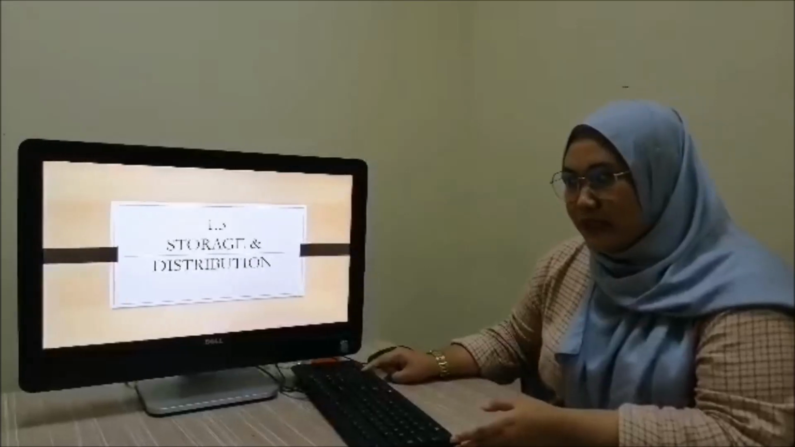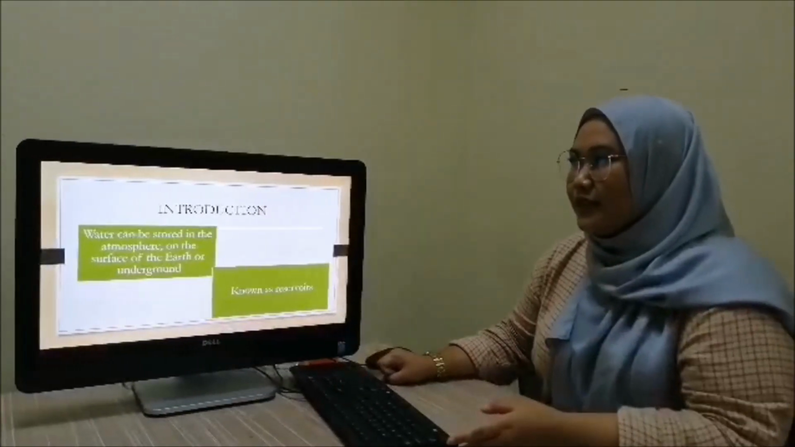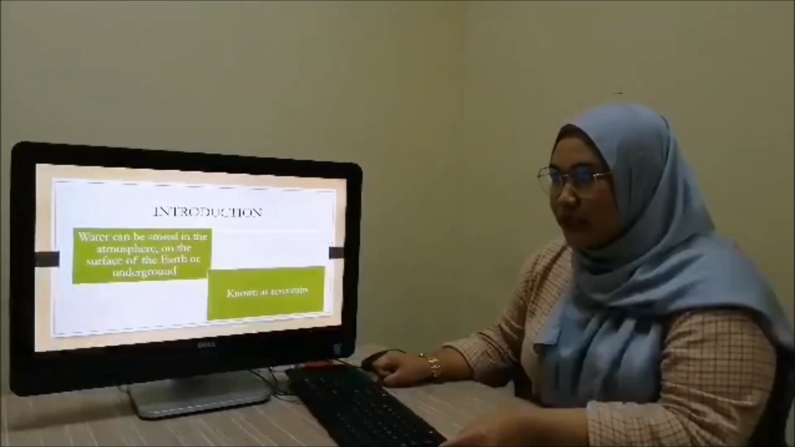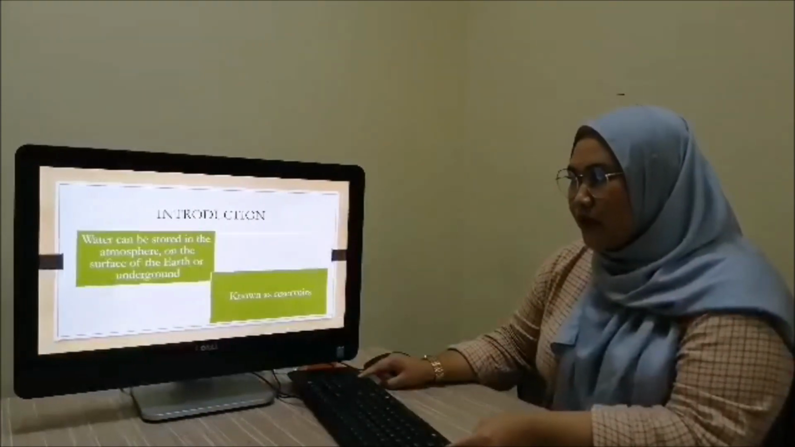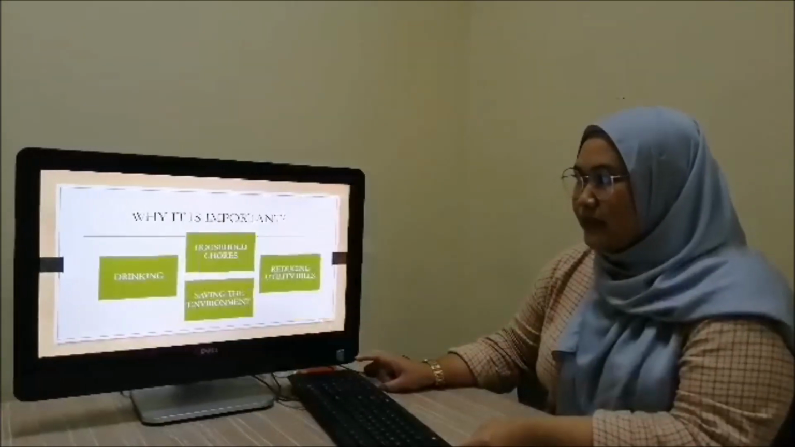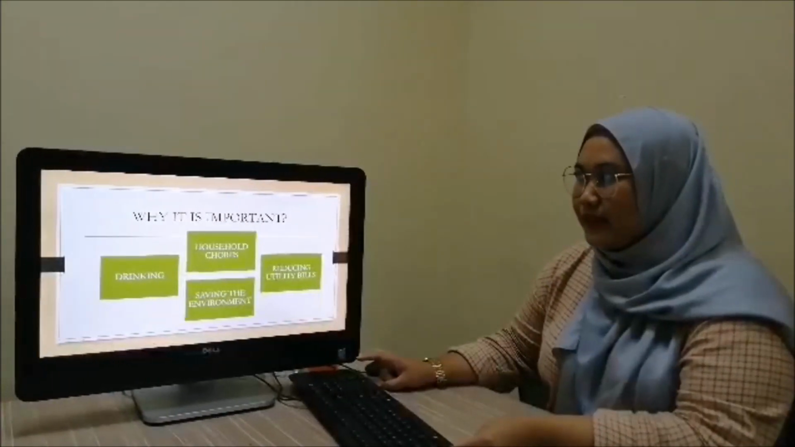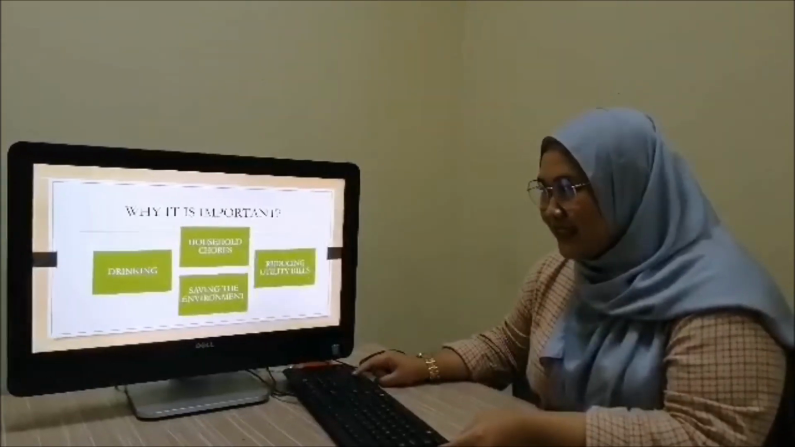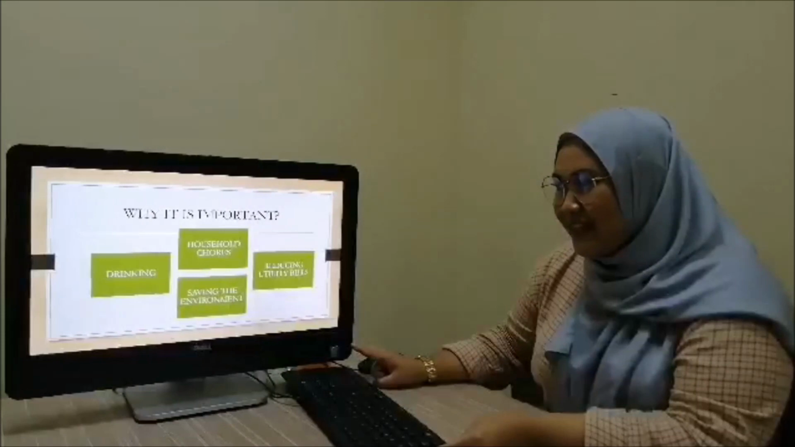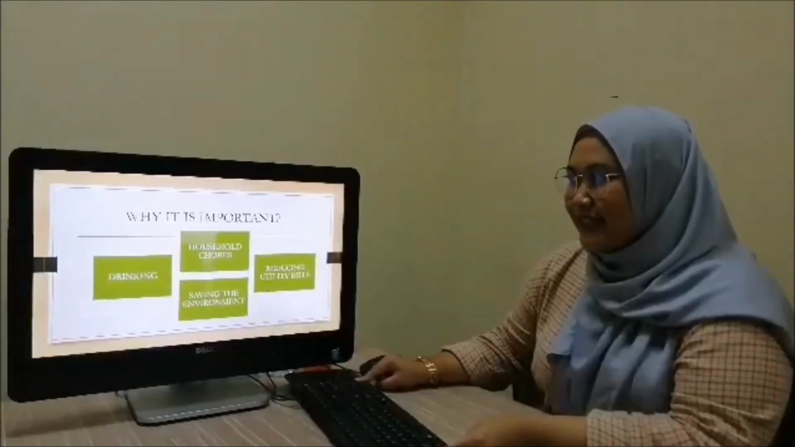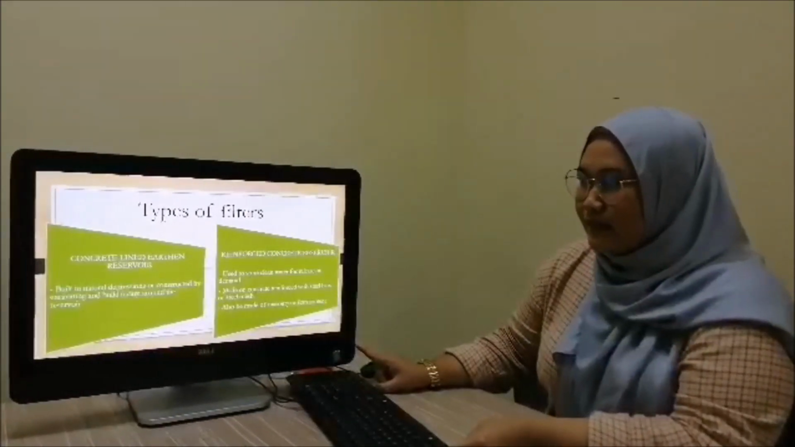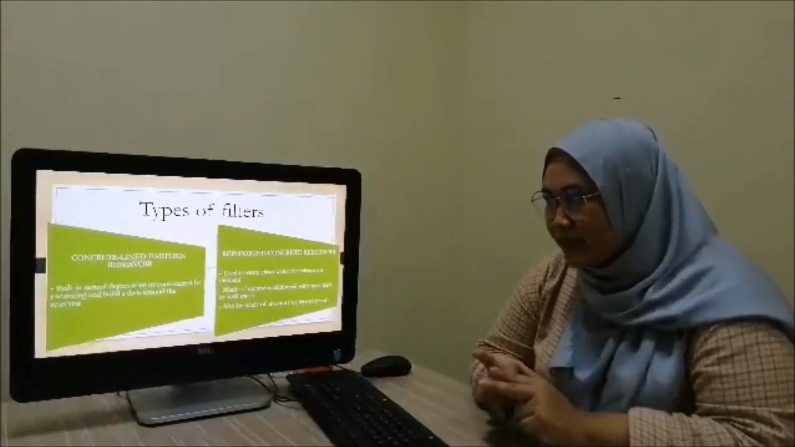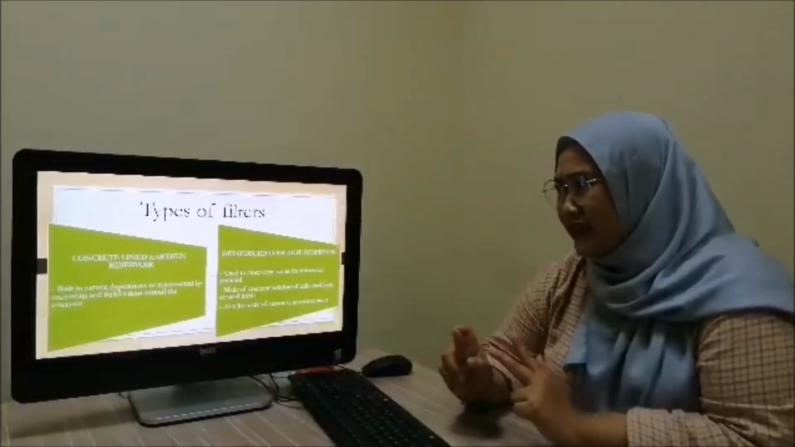Storage and distribution. Introduction. Water can be stored in the atmosphere, on the surface of the earth, or underground, known as reservoirs. What is its importance? Household costs, reducing utility bills, saving the environment, drinking. Types of reservoirs. There are 2 points: concrete-lined earthen reservoir and reinforced concrete reservoir.